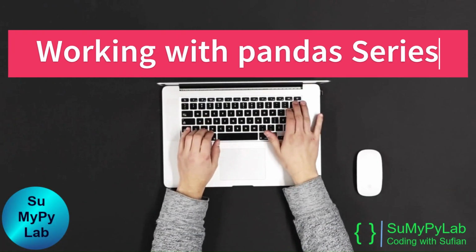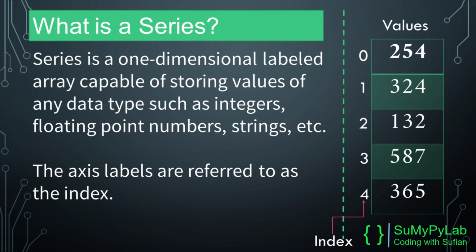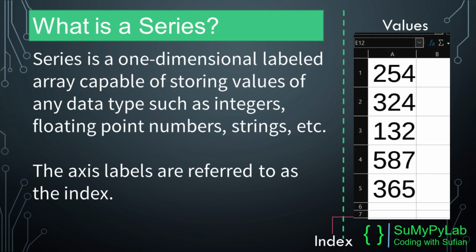Working with pandas series. What is a series in pandas? Series is a one-dimensional labeled array capable of storing values of any data type such as integers, floating point numbers, strings, etc. The axis labels are referred to as the index. We can think of a pandas series as a column in a spreadsheet.